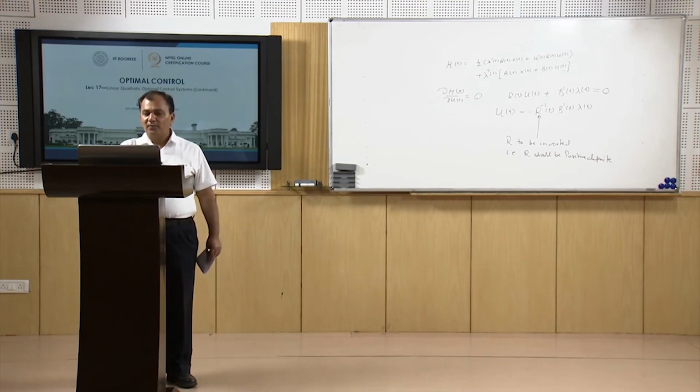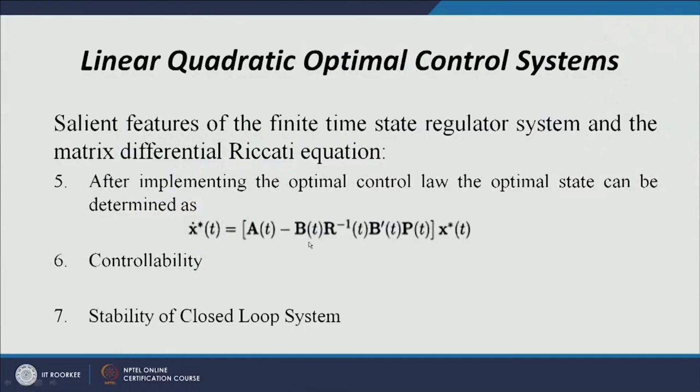After implementing, like we have seen, my closed loop system will be nothing but A(t) minus B(t) R inverse B prime P(t) times x(t). So, this B(t) R inverse B prime P is nothing but my K(t). So, this is A(t) minus B(t) K(t) times x(t). So, this is my closed loop matrix, and we will also show that this matrix gives me a stable closed loop system.